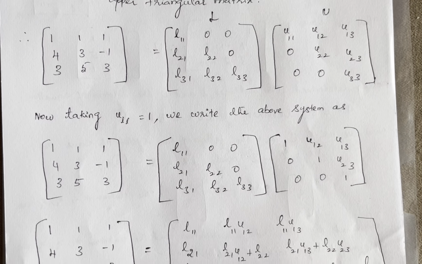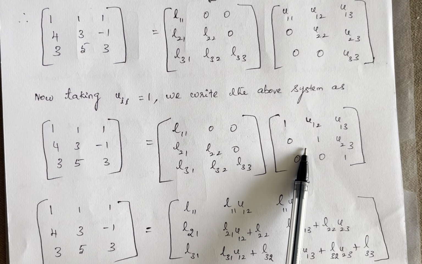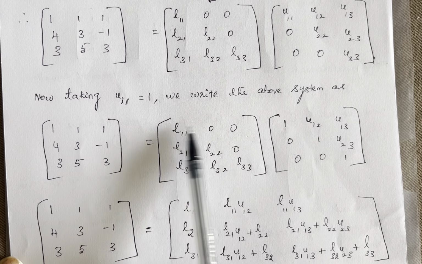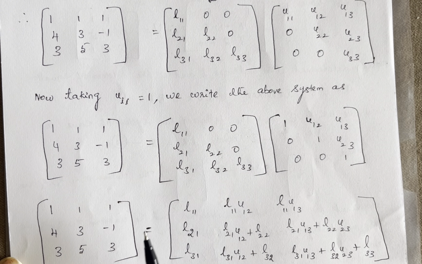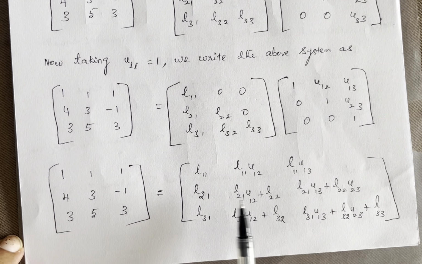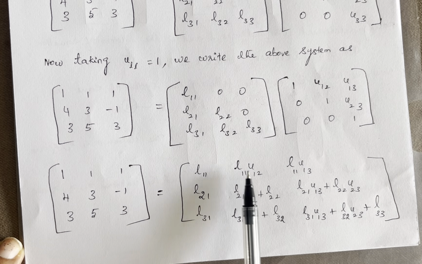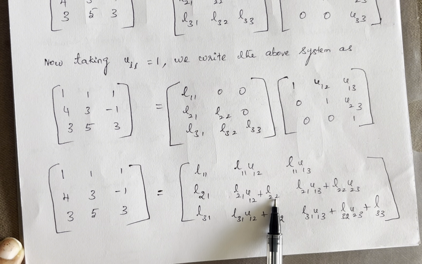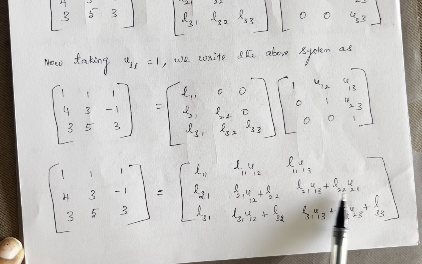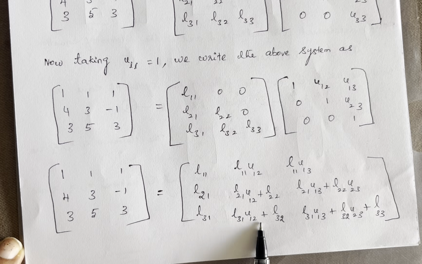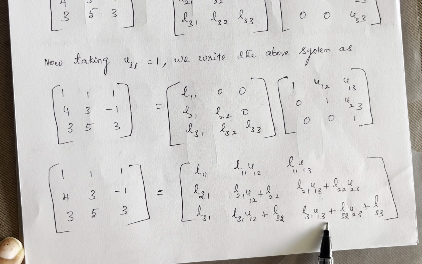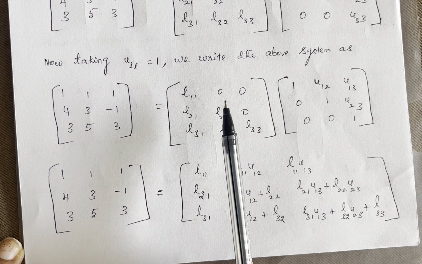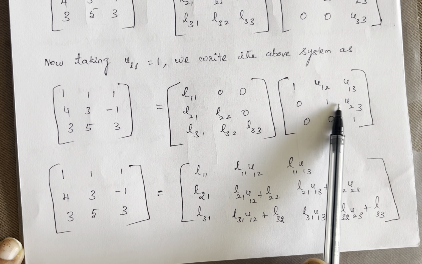If I start multiplying L and U by ordinary matrix multiplication, that is first row with the first column, first row with the second column, first row with the third column, and like that for the second row and third row, I arrive at a single matrix: L11, L11 U12, L11 U13, L21, L21 U12 plus L22, L21 U13 plus L22 U23, L31, L31 U12 plus L32, L31 U13 plus L32 U23 plus L33. This is the single matrix after multiplying the lower and upper triangular matrices, which is equivalent to the coefficient matrix.